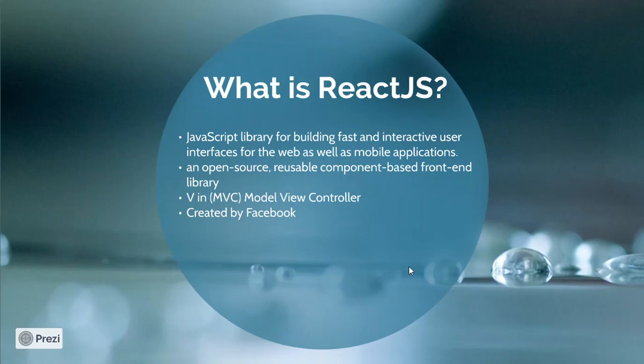ReactJS is a JavaScript library developed by Facebook for building interactive user interfaces for web and mobile applications. It is open source. Any user can access the source code, modify it, and enhance it. In Model View Controller architecture, React is the view, which is the user interface of the application, which is responsible for how the application looks and feels.